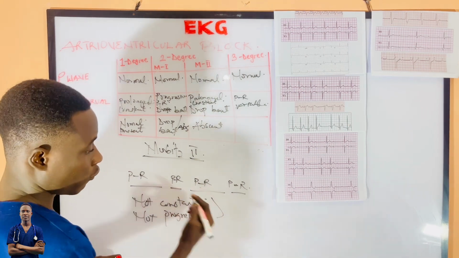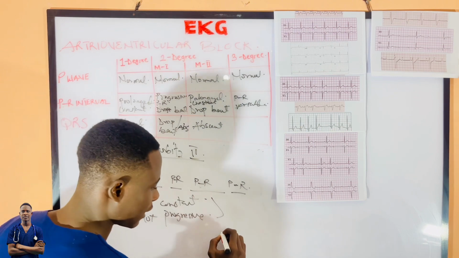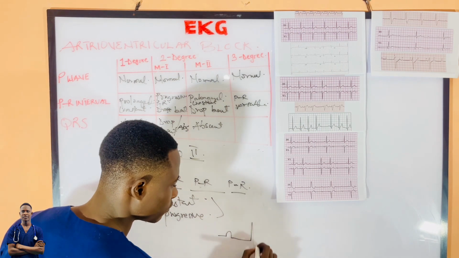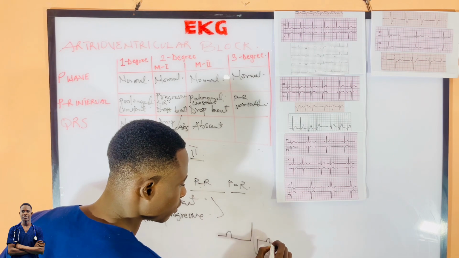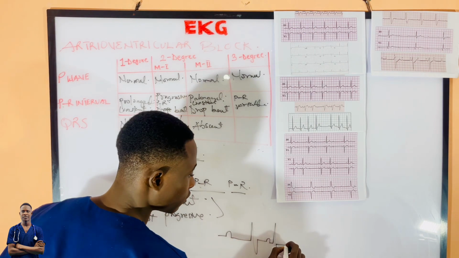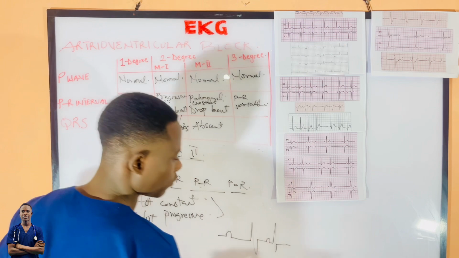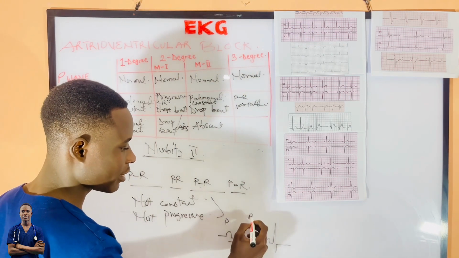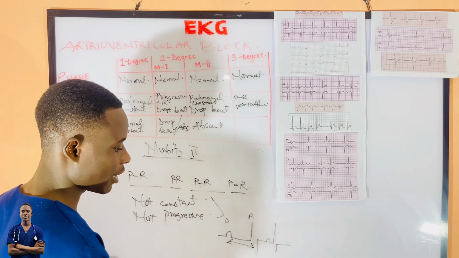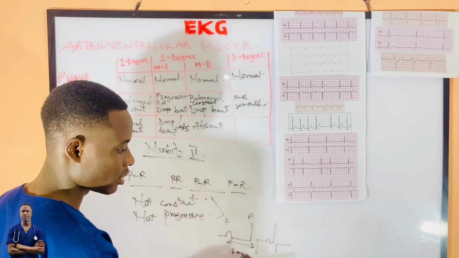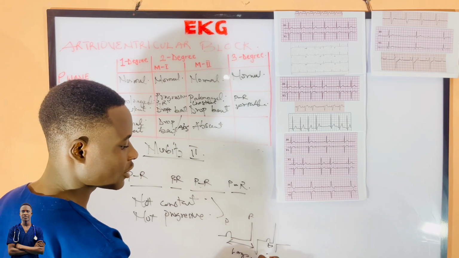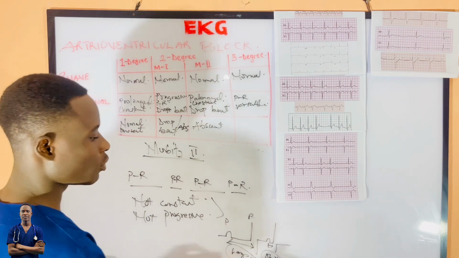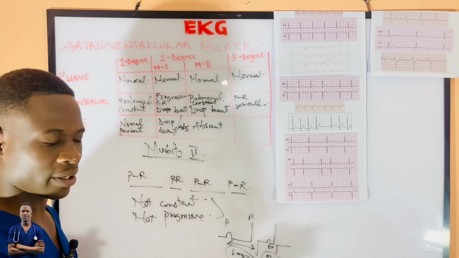Now, for that one, you can get something like this. You see this one, this PR interval is very large. This PR interval is short. So that is how the third degree block works. Are we clear with it?